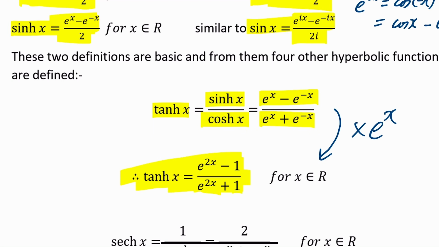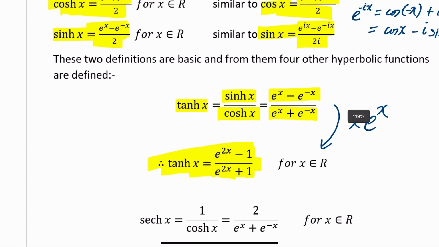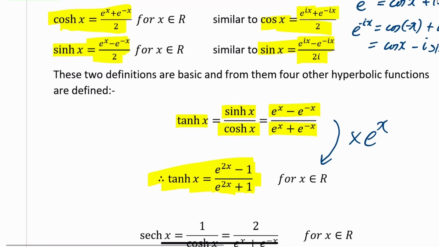You could also multiply through by e to the minus x and get a different looking thing as well. But I would learn one of those ways, probably the top one, as it's the easiest one to learn.